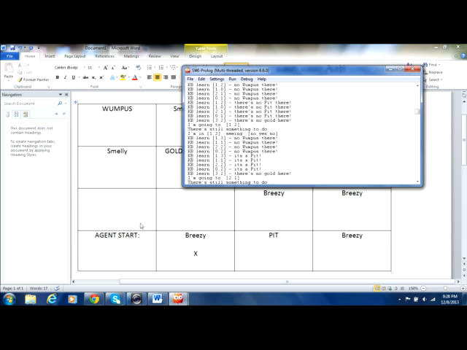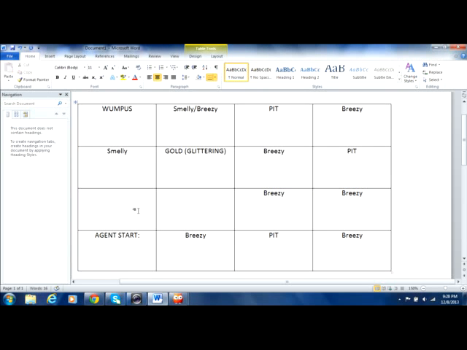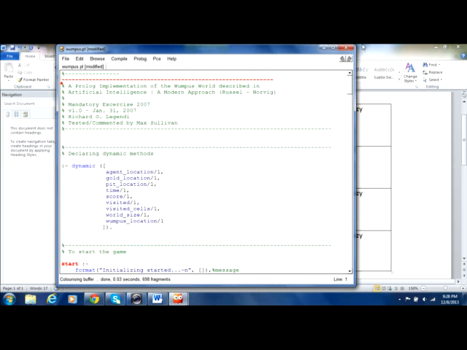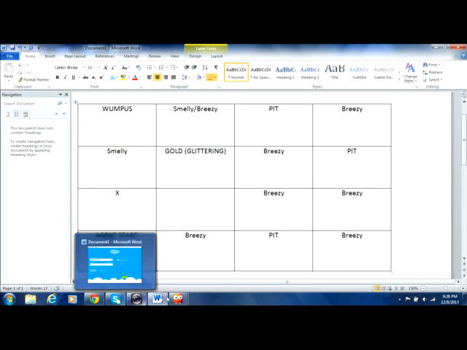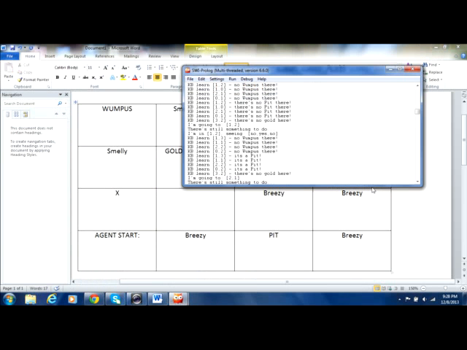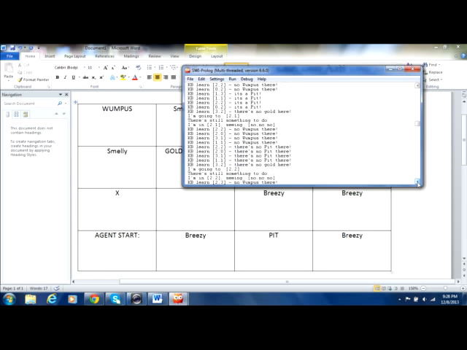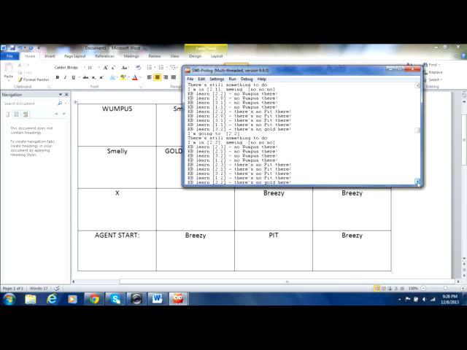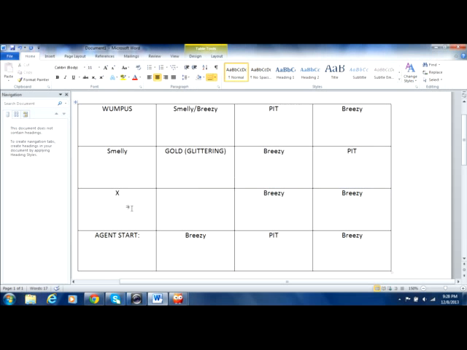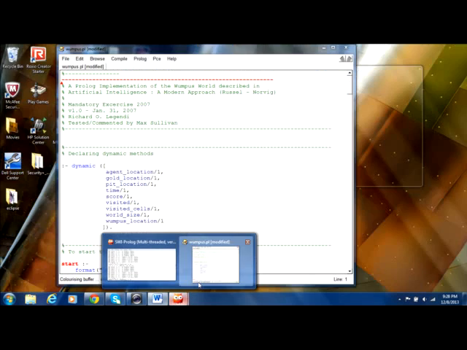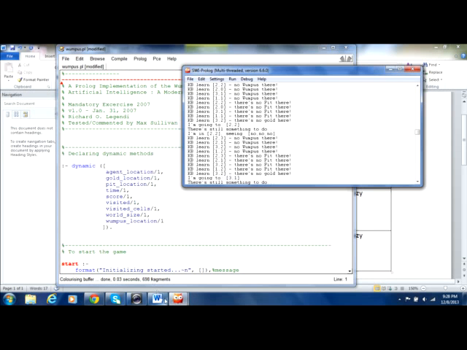So we go ahead and move back away from this, and we move to position 2-1. So X is now here. Sorry, I keep opening up the wrong thing. X is now there. So we're at position 2-1. Again, we're not seeing a Wumpus or anything like that. We have no percepts right now. Everything is safe.